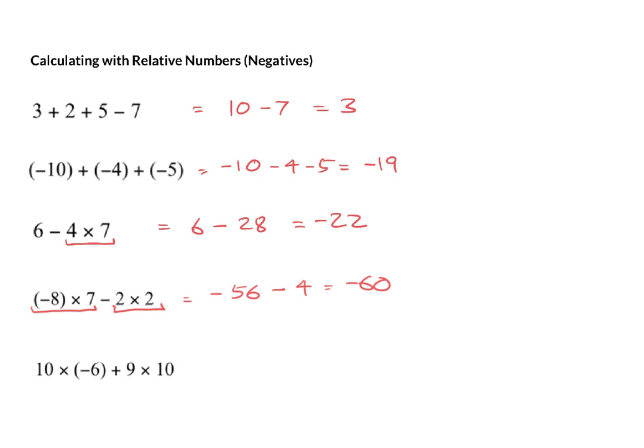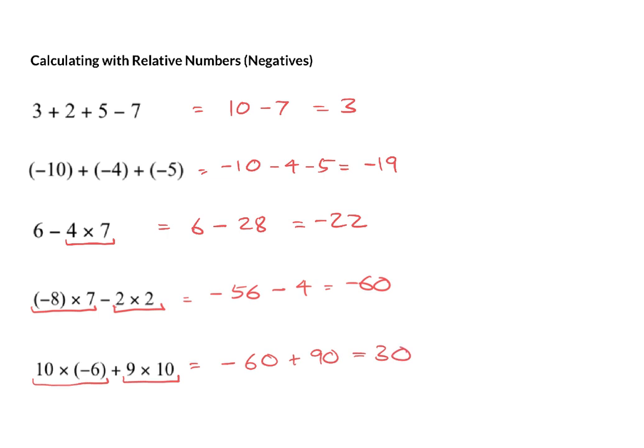The final one here, again, I have a multiplication and a multiplication, but separated now with an addition. 10 times negative 6, so a positive times a negative is negative, so that's going to give me minus 60, plus 9 times 10, which is 90, and minus 60 plus 90 takes me up to 30.